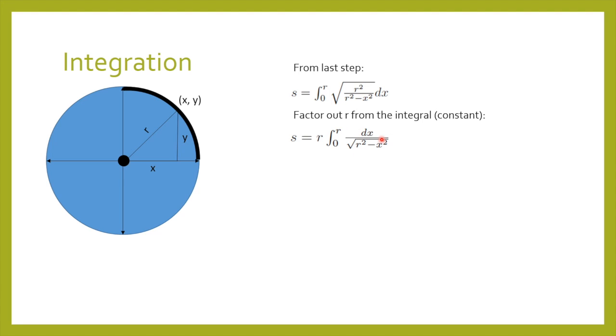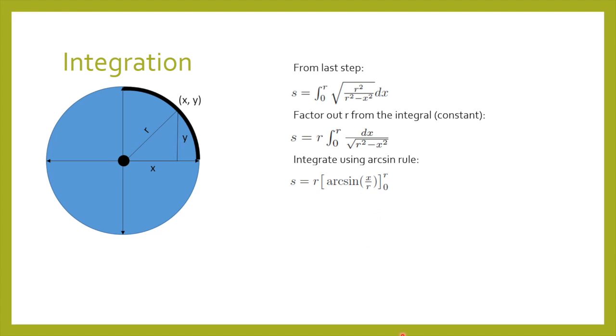Now, what does this look like? What formula does this look like? Well, it looks like the arcsine formula. So if we integrate using the arcsine rule, we get s equals r times the arcsine of x over r, evaluated from 0 to r.